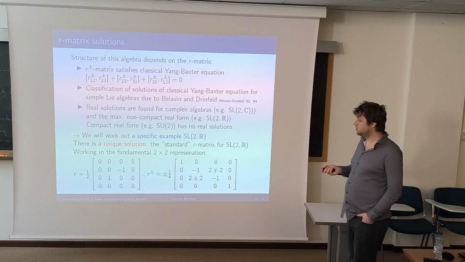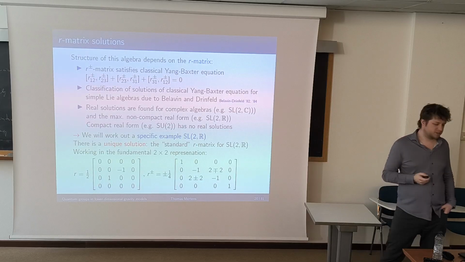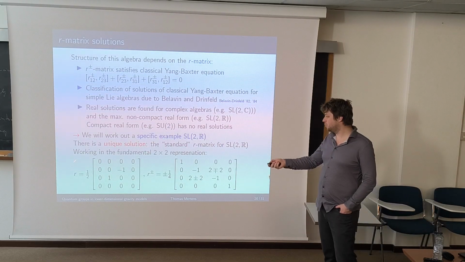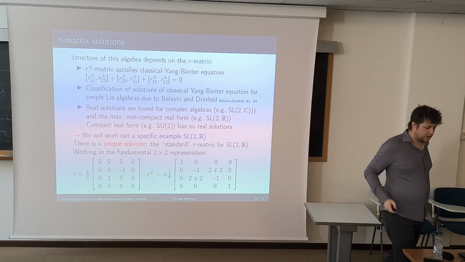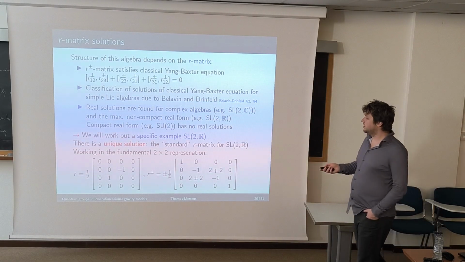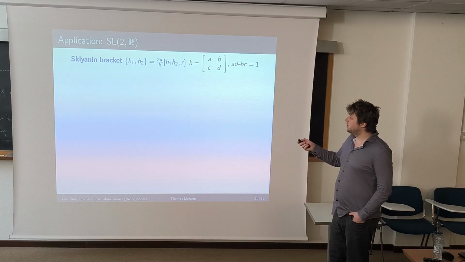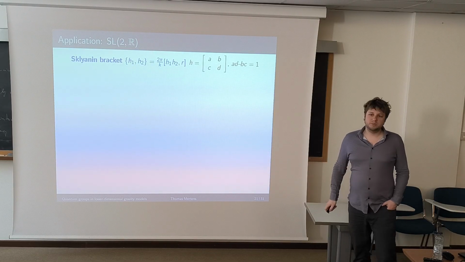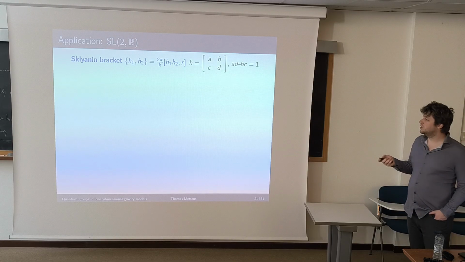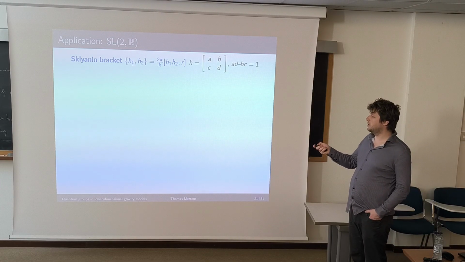And here I've written it down just as the fundamental 2x2 representation. So the R matrix is living in the tensor product, so that makes it a 4x4 matrix. And this is what they look like. So these are very simple matrices. Given that R matrix now, you can just work out all of these brackets and see what they mean. So the first one is this Klimčík bracket, which looks like that.